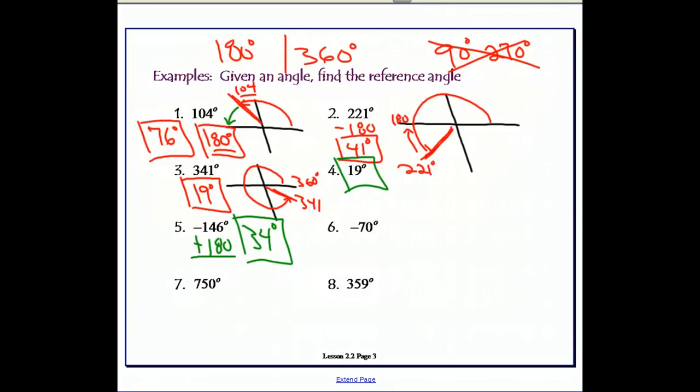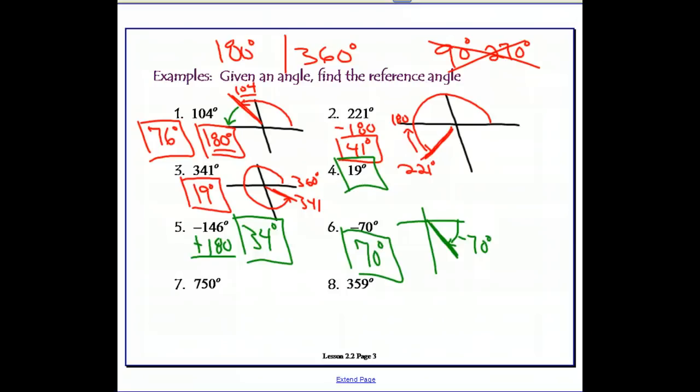Negative 70? Just said negatives aren't allowed. Guys, you backed up 70 degrees from the x-axis. What's your reference angle? Are you thinking 70 degrees? You should be. You backed up. What's the distance to your x-axis? 70. You backed up 70.